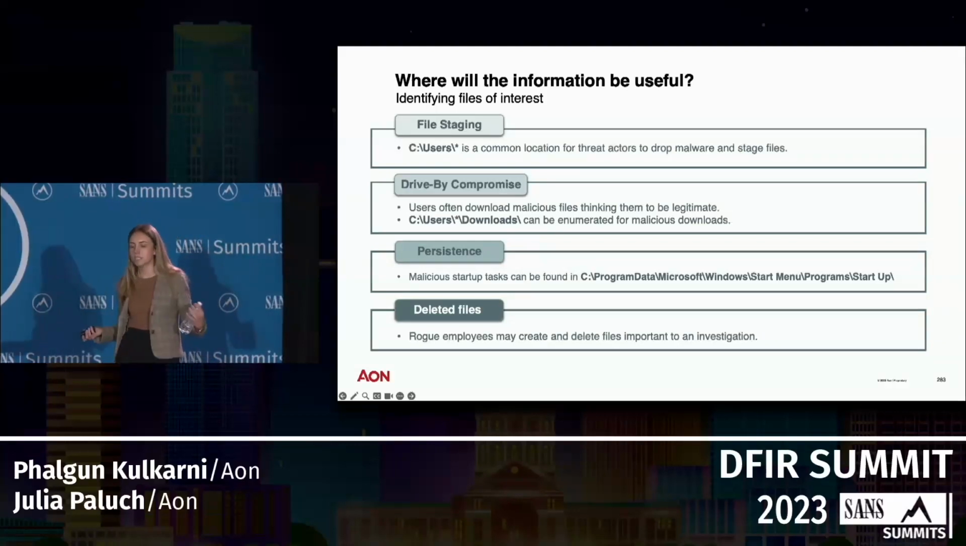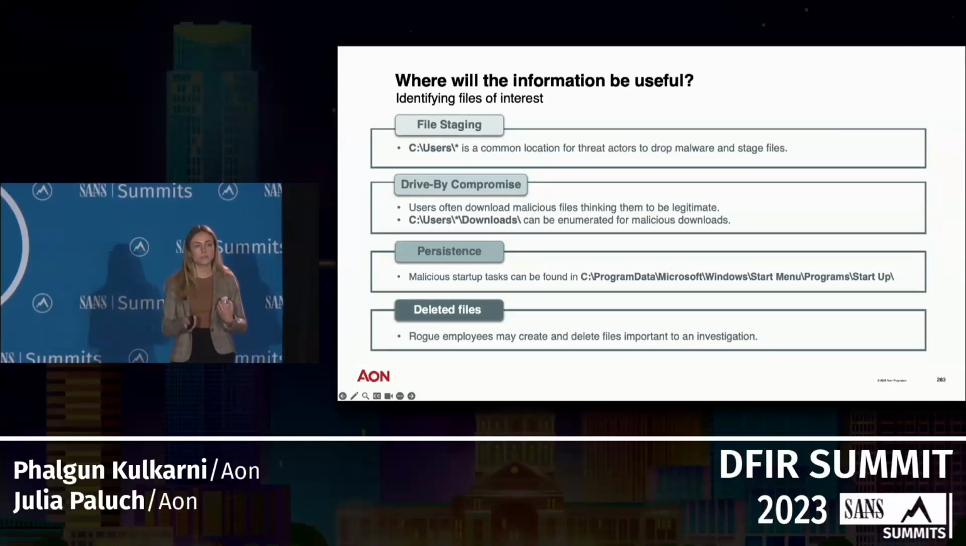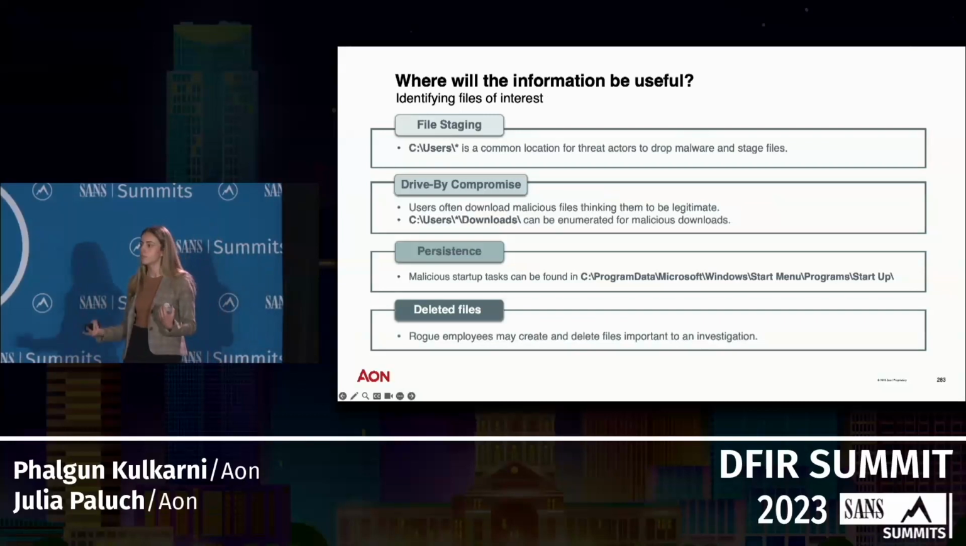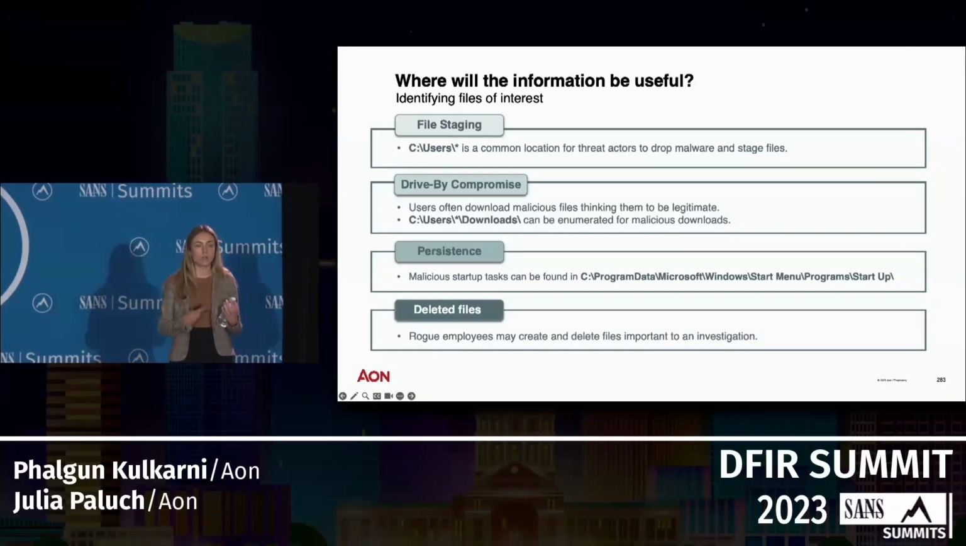So let's think of some examples where this information will be useful. Those of you that do IR work in particular may be familiar with the fact that threat actors love to stage files for exfiltration and drop malware in subfolders of C:\Users, so any user folders. So with the search index, you can enumerate those files. If you're dealing with a user who wittingly or unwittingly downloaded malicious files, those files are likely going to end up in their downloads folder, and you can also use the index to enumerate that folder.